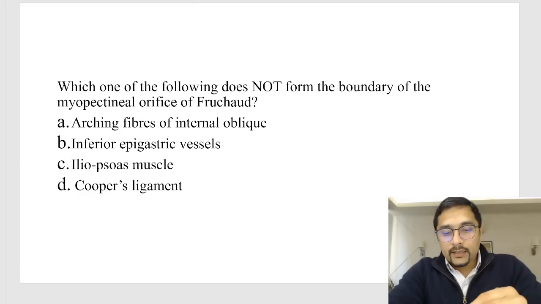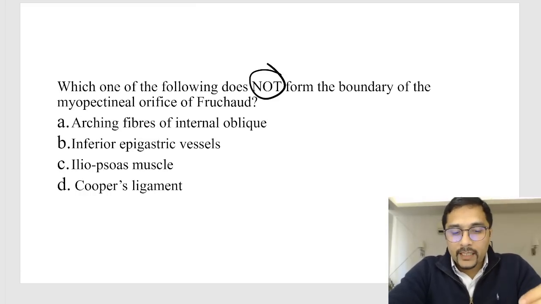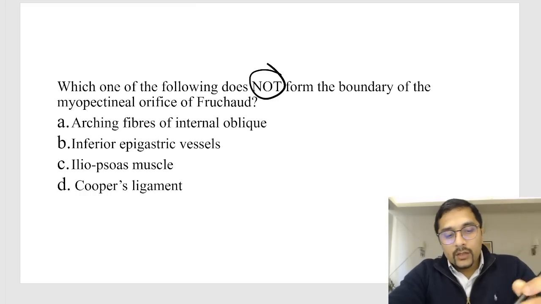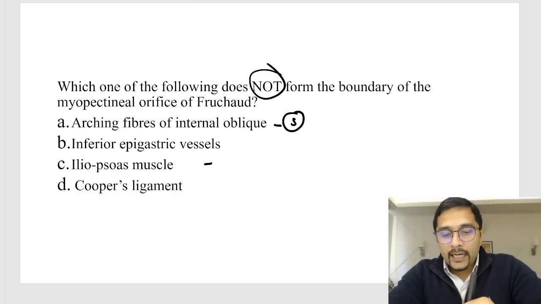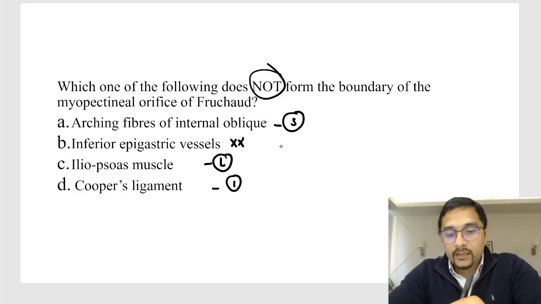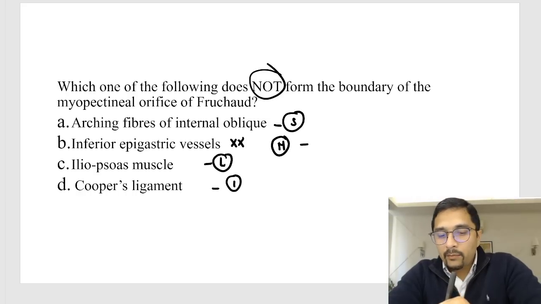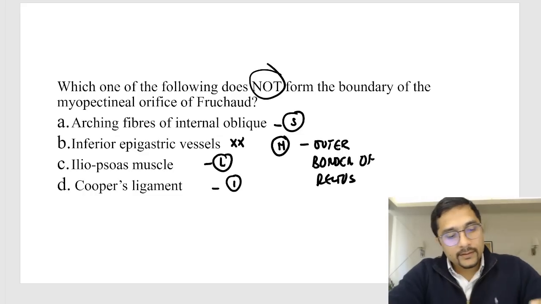Which of the following does not form boundaries of the myopectineal orifice of Fruchaud? So arching fibers of internal oblique form the superior boundary, iliopsoas forms the lateral boundary, Cooper's ligament forms the inferior boundary. Inferior epigastric vessels are not a boundary. The medial boundary is formed by the outer border of rectus.